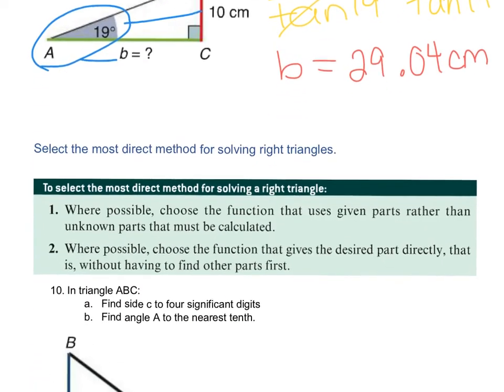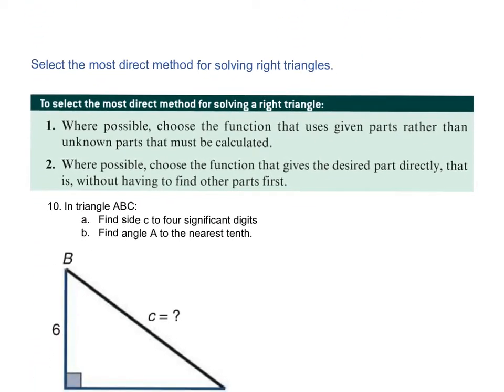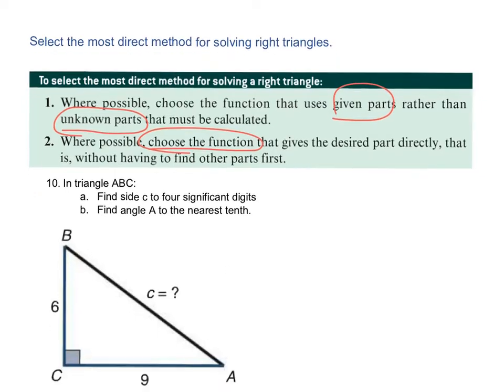So sometimes they'll go real generic and they won't tell you what method to use. And so in this case, you're going to have to decide. What you need to do is figure out what parts they have given you and what parts are unknown that they want you to calculate. And then you have to pick the function that best fits the situation. Okay, so let's look at number 10.